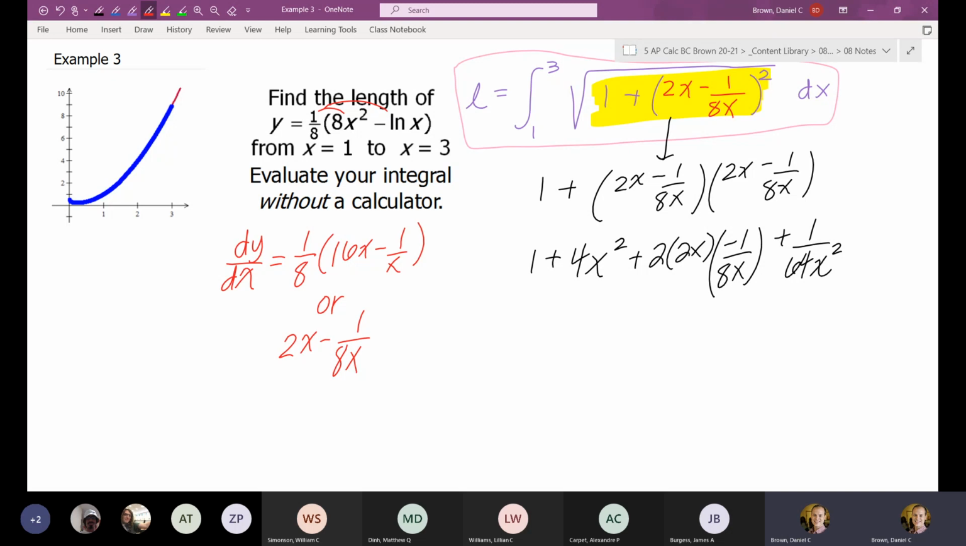So I FOILed it out, simplifying some things. I have 2 times 2, which is 4, and an 8, so that's just going to leave a 2 in the denominator. Also, those x's are going to cancel out. So I have this 1 plus 4x squared. All that middle term just became a negative 1/2. The last term is 1 over 64 x to the negative 2, could have left it in the denominator. And then combining like terms, I have a 1 and a negative 1/2, which is just going to become positive 1/2 when I combine them.